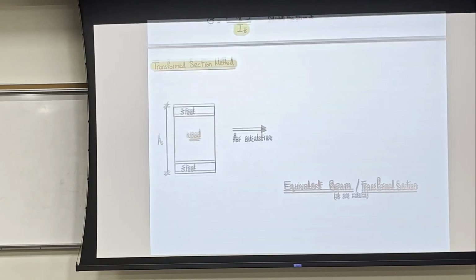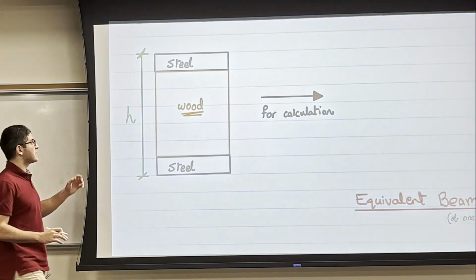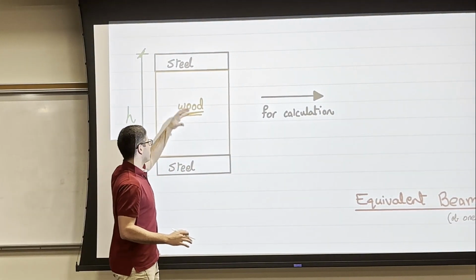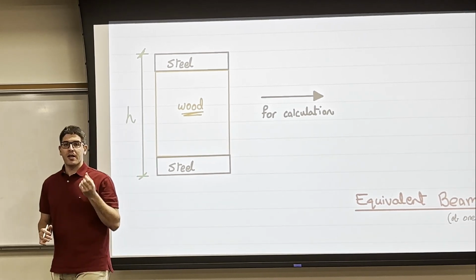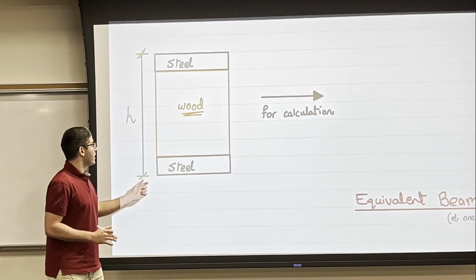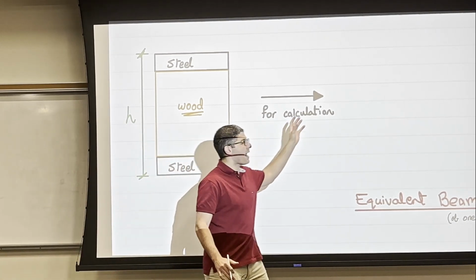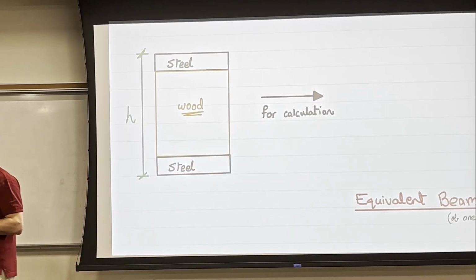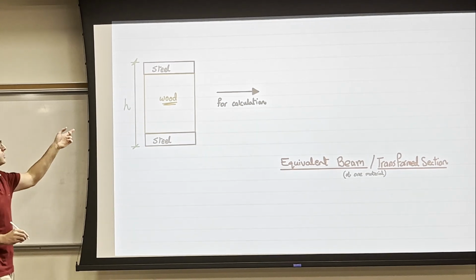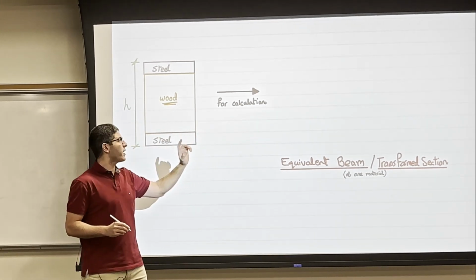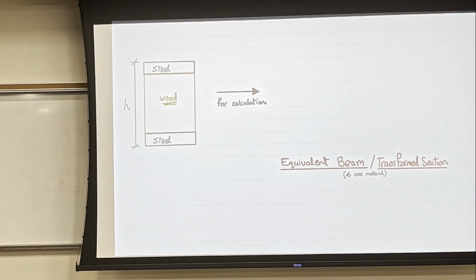So what should we do? If we have a cross section that's made, for example, of two materials like wood and steel, we want to come up with a way that we can convert either of the two materials to one material, so that we end up having one uniform cross section. We can convert the steel to wood, or we can convert the wood to steel.